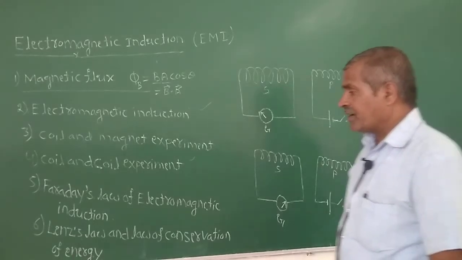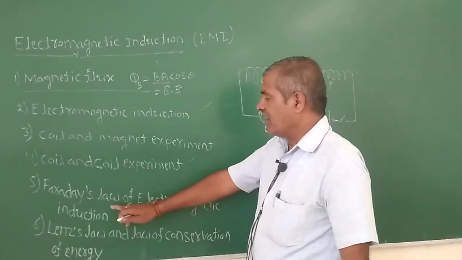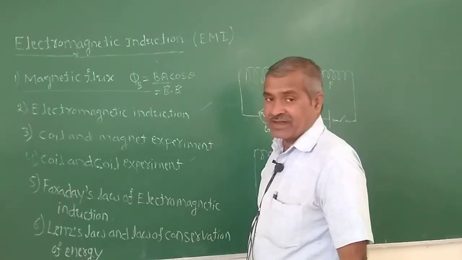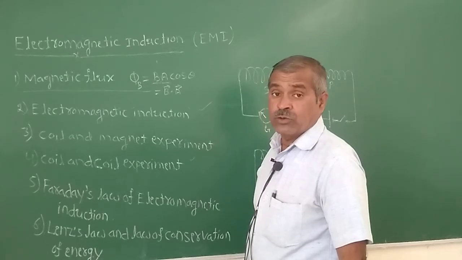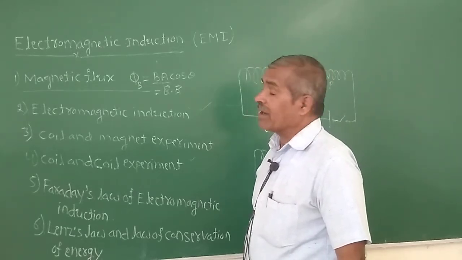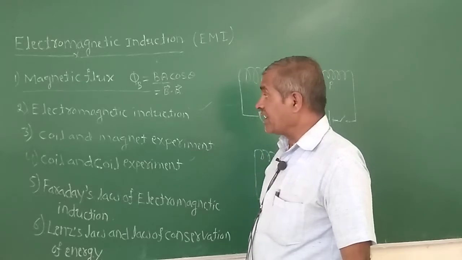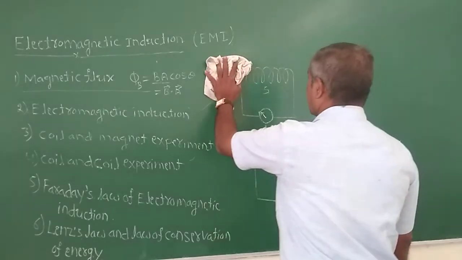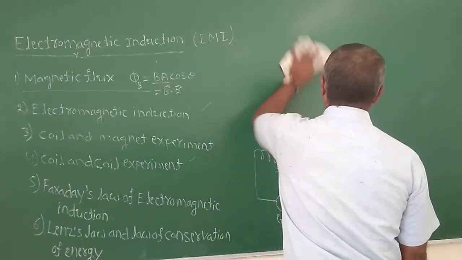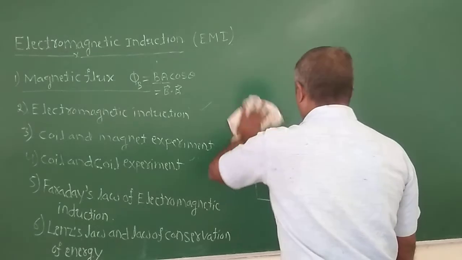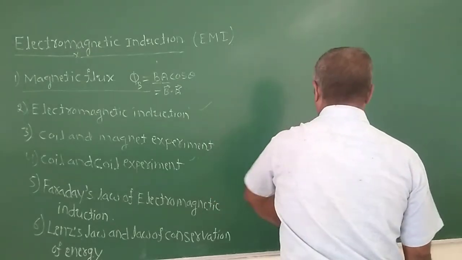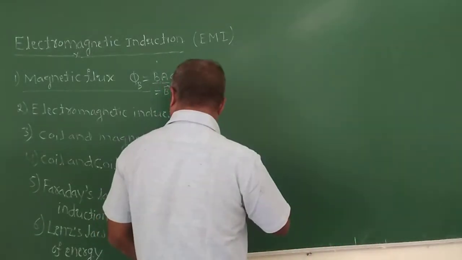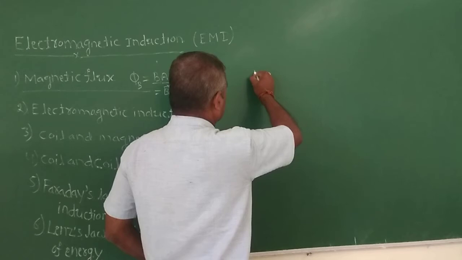Okay, now the next one: Faraday's law of electromagnetic induction. The induced EMF in a coil is equal to the rate of change of magnetic flux. Rate of change of magnetic flux. So that is Faraday's law.